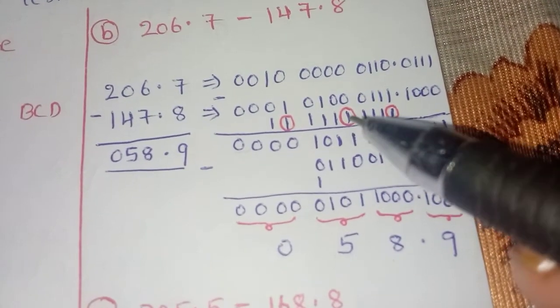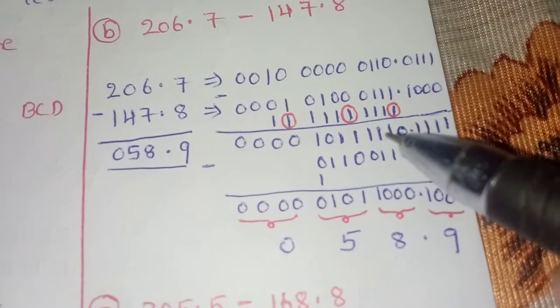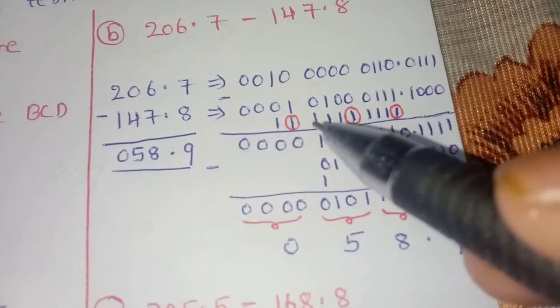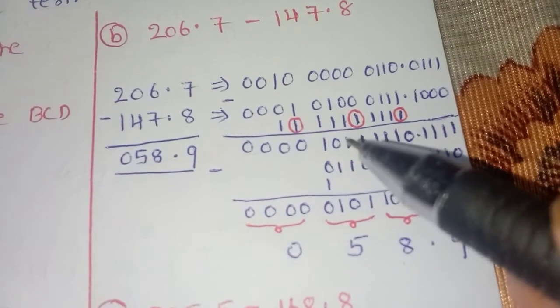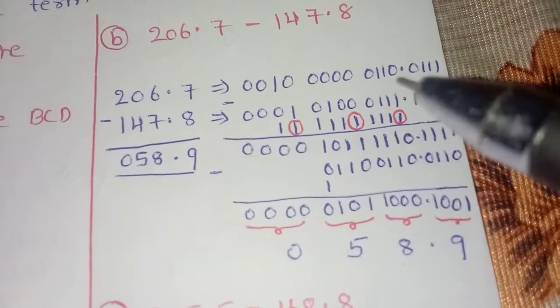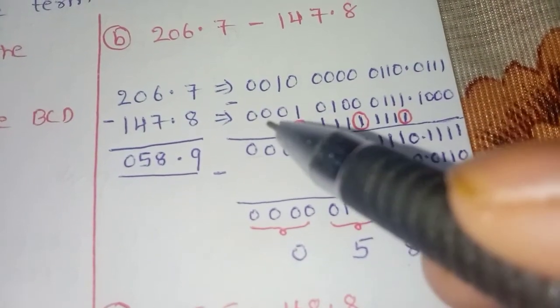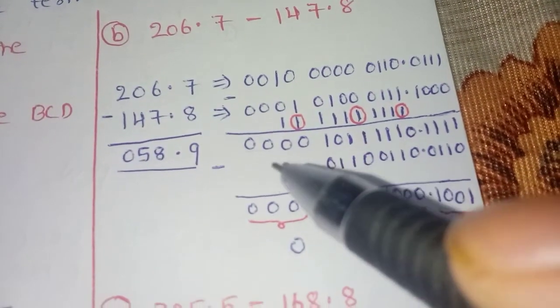Now difference 1 borrow 1, once again there is a borrow from this group, so I have to subtract 6 from this. Now difference 1 borrow 1, difference 1 borrow 1, difference 0 borrow 1, difference 1 borrow 1. Once again you observe that there is a borrow, therefore I have to subtract 6 from this. Now difference 0 borrow 1, difference 0, oh no, there is no borrow from this group, therefore I need not subtract 6 from this.